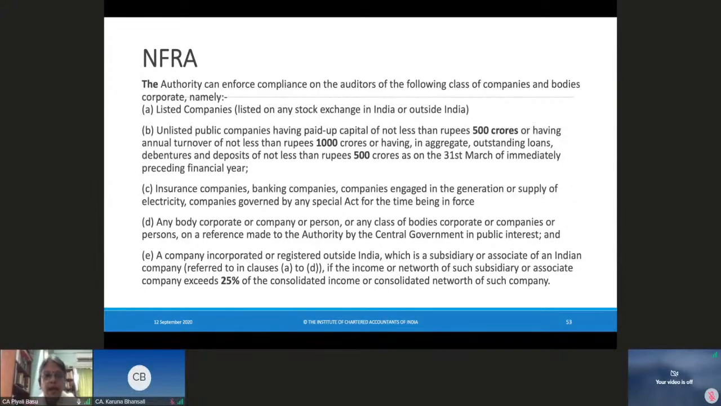Keep that in mind. Also insurance companies, banking companies, companies engaged in the generation of electricity, companies governed by any other act, and any body corporate where the government or public has an interest, and a company incorporated or registered outside India which is a subsidiary or associate of an Indian company, if the income or net worth of the subsidiary or associate company exceeds 25% of the consolidated income or consolidated net worth of such company.